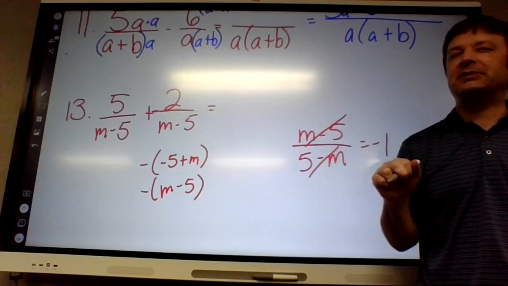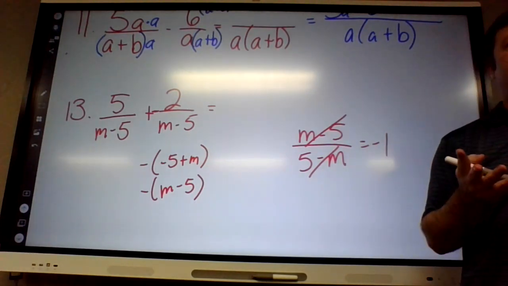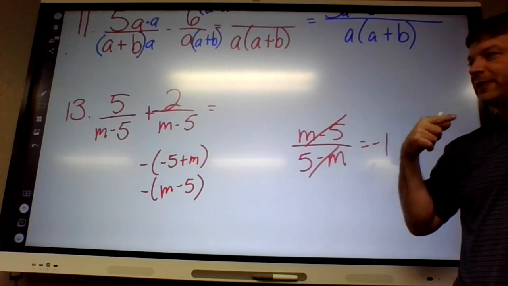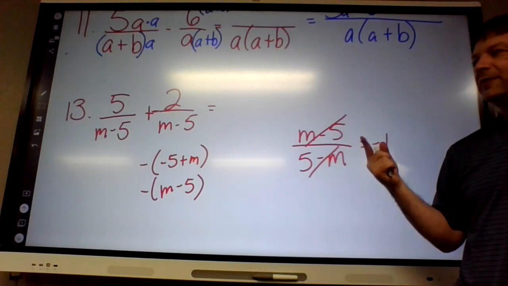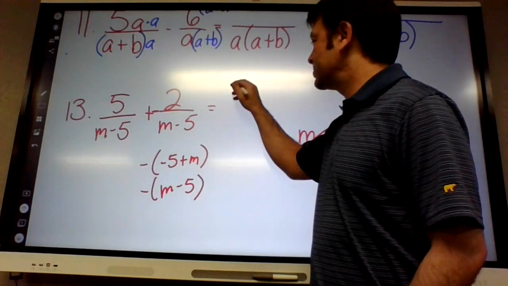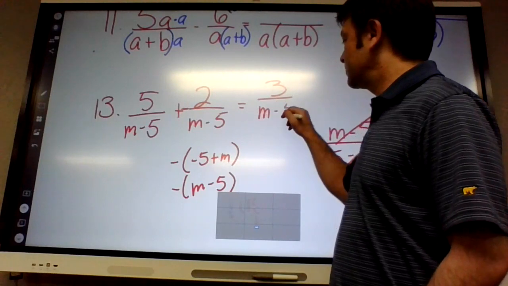Does that make sense? Okay, they're not the same, but if you take a negative out of one of them, they do become the same. So instead of 5 plus 2 on top, it's really like 5 plus -2, or 5 minus 2. So it's just 3 over m minus 5.